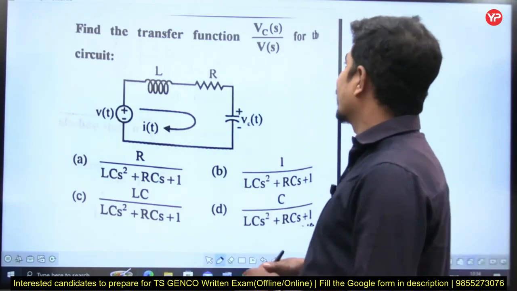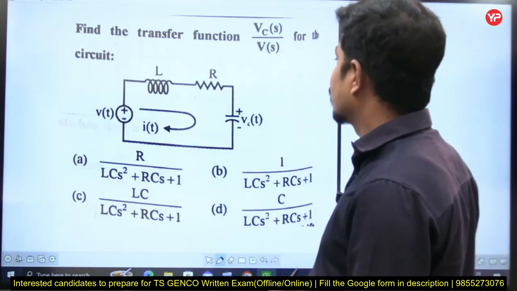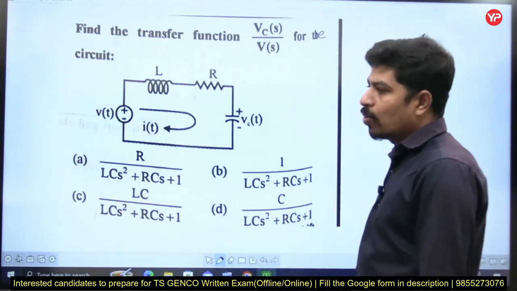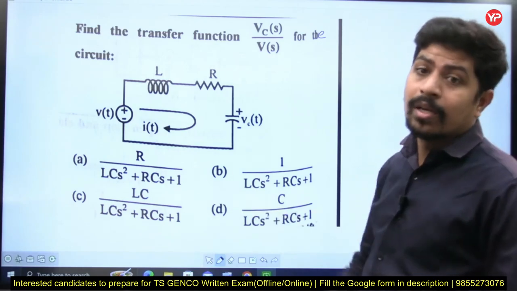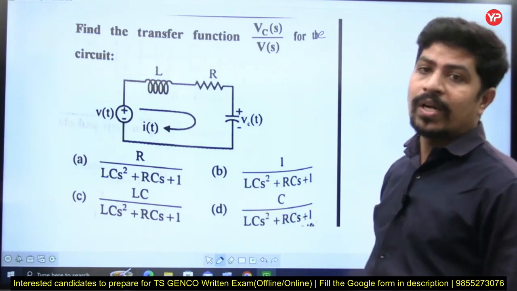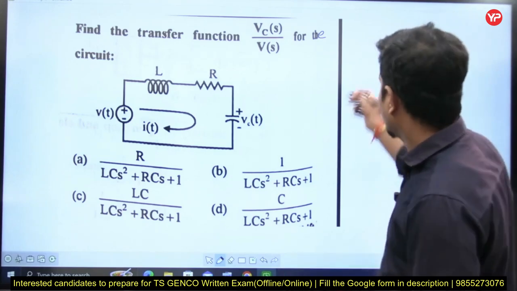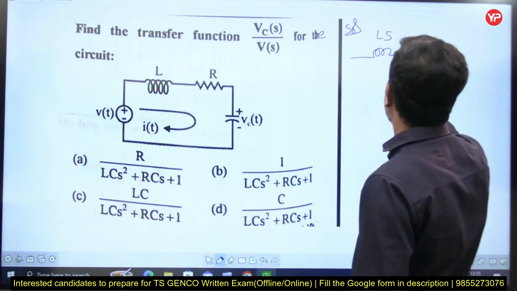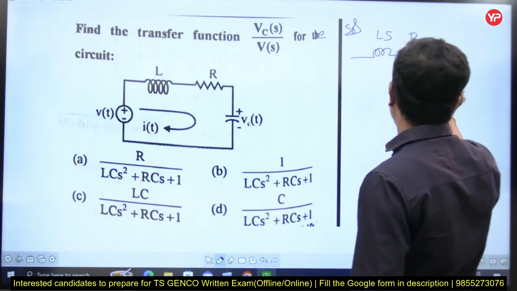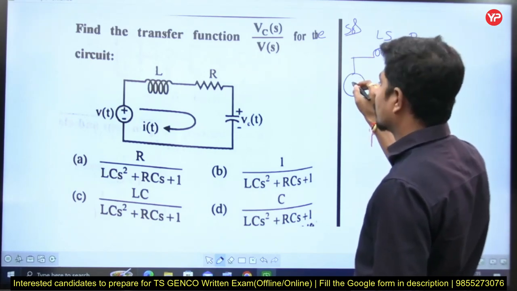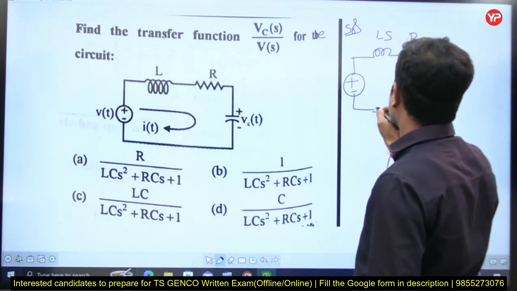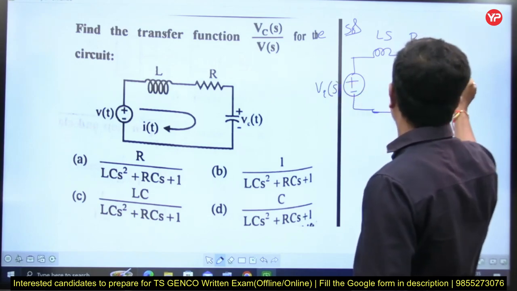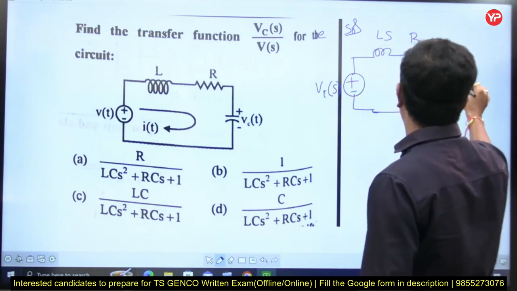Observe it. Find the transfer function VC of S by VI of S for the circuit shown below. How to get it? First of all, convert the given time domain circuit into S domain. If you want to find the transfer function, convert the circuit from time domain to S domain. Then the inductance in S domain will be LS, this will be R. This is VI of S, this is VC of S.